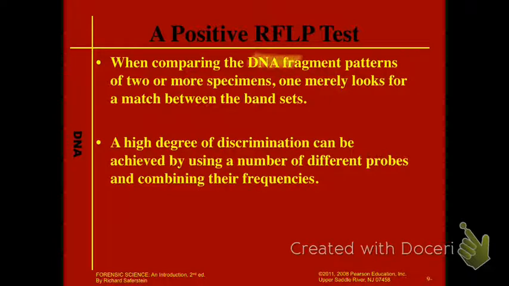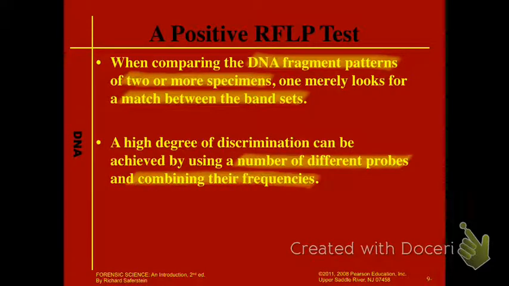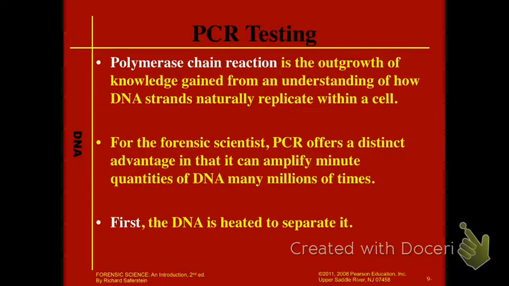When you compare the DNA fragment patterns from two or more people, you look for a match between the band sets. You can use a lot of different probes and combine their frequencies to figure out very specifically who the person is. So two or more specimens can come from two different people or from the same person. If they come from the same person, they're a match.